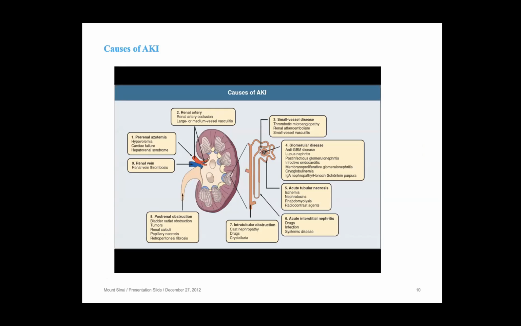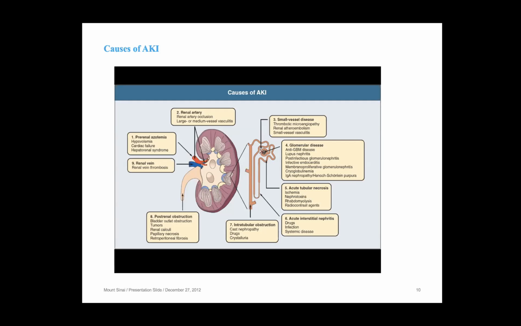So either a renal artery occlusion or a medium or large vessel vasculitis or renal vein thrombosis. Intrinsic renal, again, you could have something in the glomerulus, you could have something in the tubules. So in the glomerulus, you have your different kinds of GN: lupus, post-infectious, membranoproliferative, cryoglobulinemias, the small vessel disease, your TMAs, small vessel vasculitis that affects the juxtaglomerular apparatus.